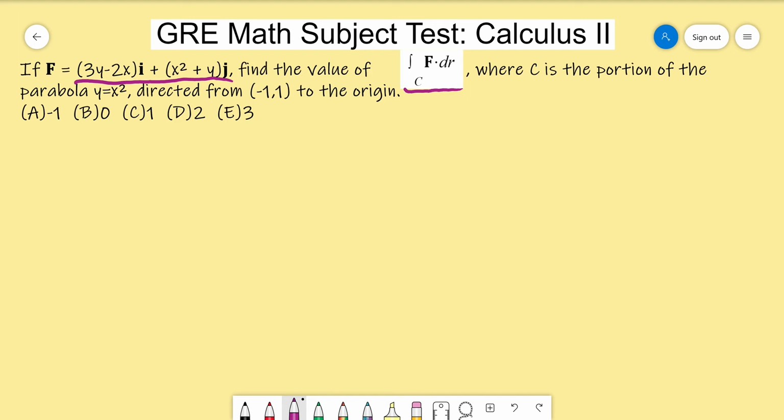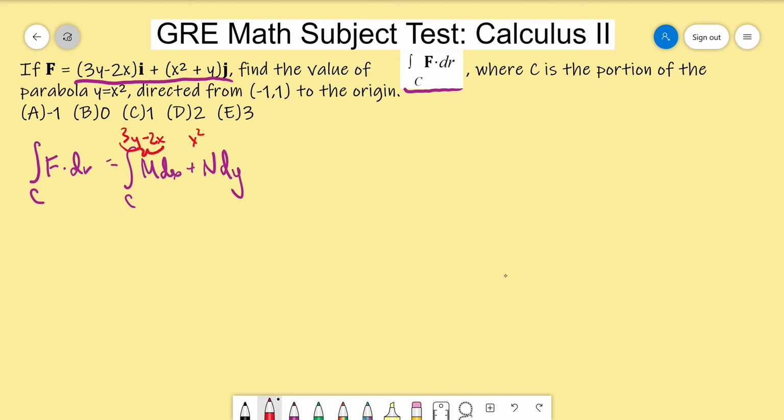So remember, when we're doing these kinds of line integrals, what we want to do is rewrite F dot dr as the integral along C of M dx plus N dy. That's the dot product, where M is 3y minus 2x, and N is x squared plus y. Then we're going to rewrite this whole thing in terms of t.